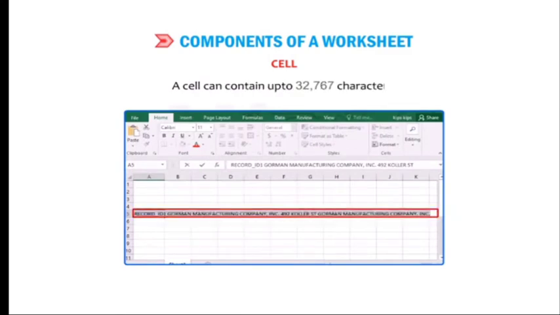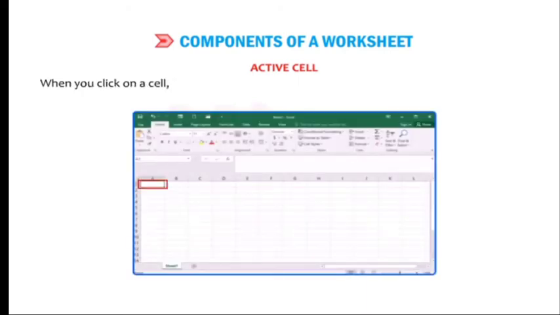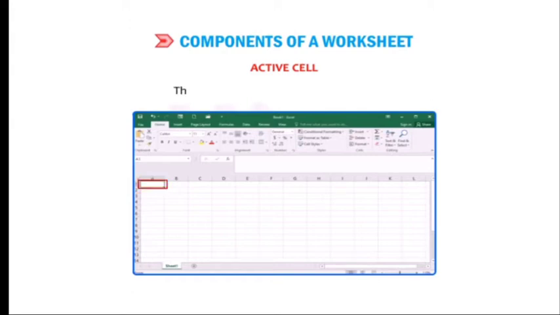Active cell. When you click on a cell, a thick black border appears around it, which differentiates it from the rest of the cells. This highlighted box is called cell pointer. It indicates that the current cell is active. Data can be entered only in the active cell.